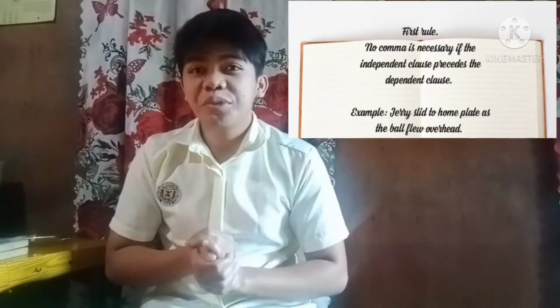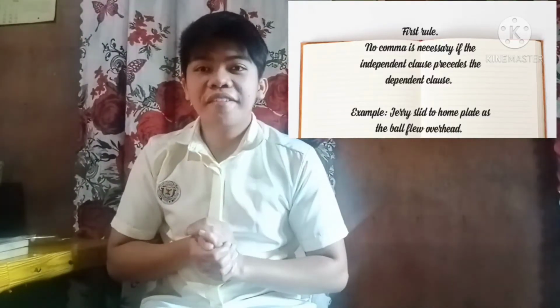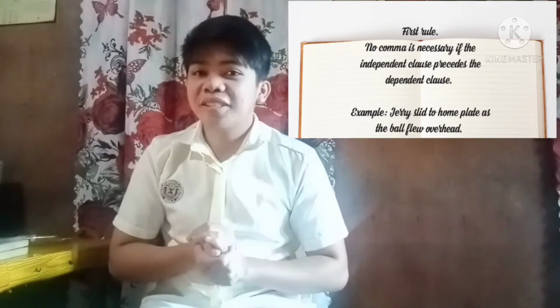There are two punctuation rules to keep in mind when using subordinators. Sentences containing subordinating conjunctions are punctuated differently depending on the arrangement of the clauses. The first rule: no comma is necessary if the independent clause precedes the dependent clause.